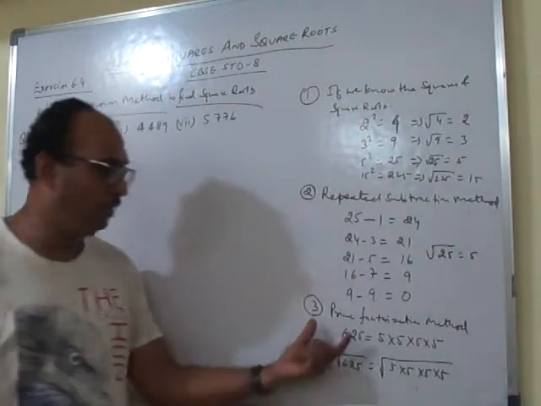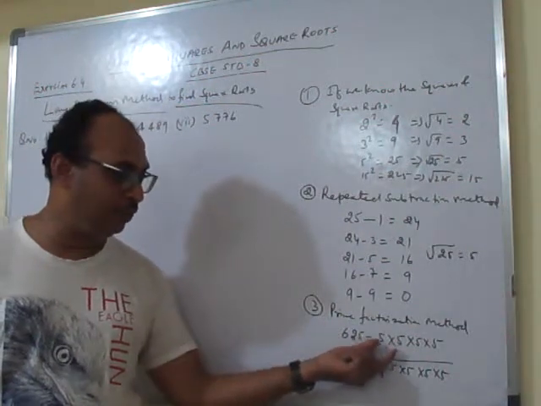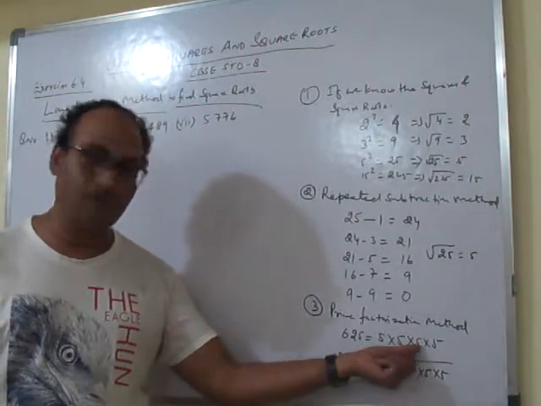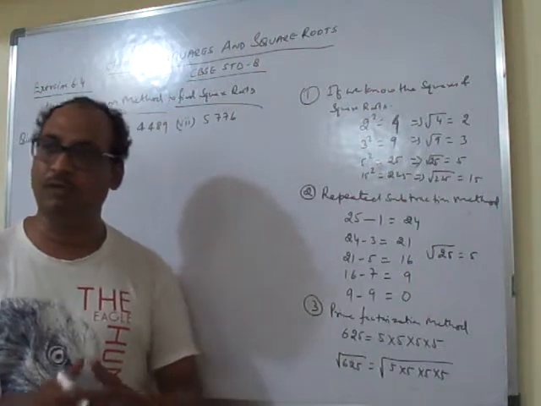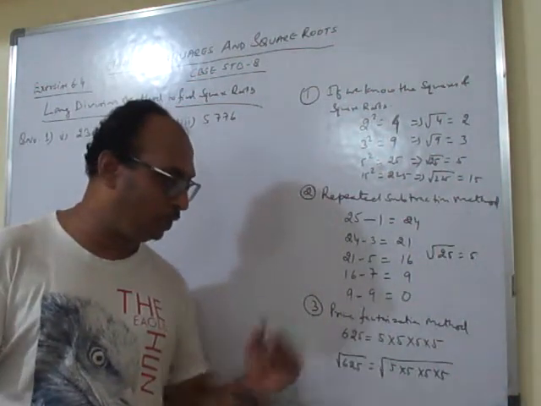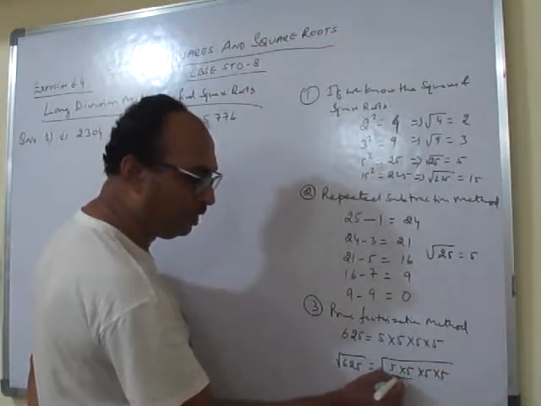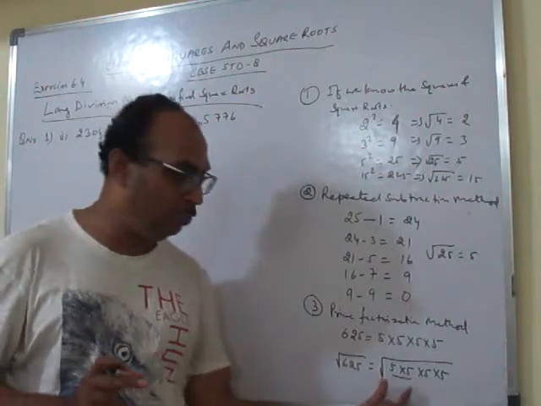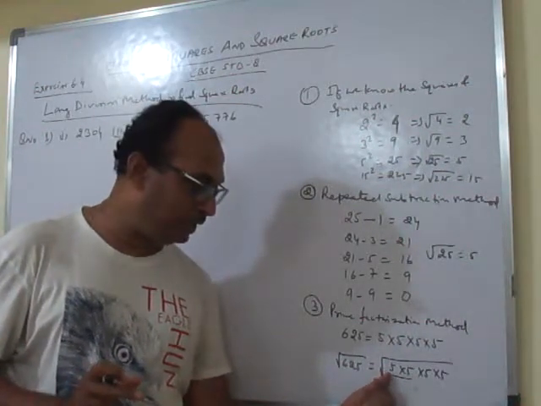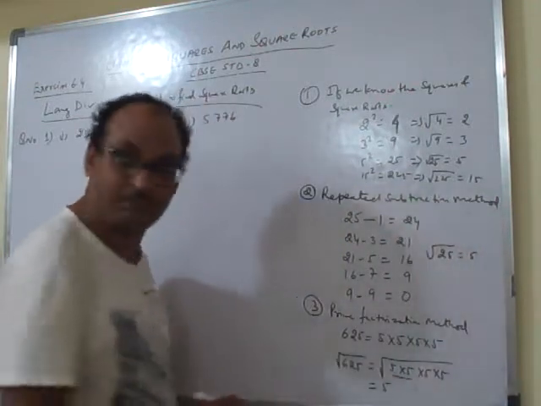We put the square root on both sides, because 625 is equal to 5 times 5 is 25, 25 into 5 is 125, 125 into 5 is 625. So if you want to find the square root, we have to put the square root on both sides. After that, we need to group the factors into 2. So from 2 factors of 5, 5 will be coming out.